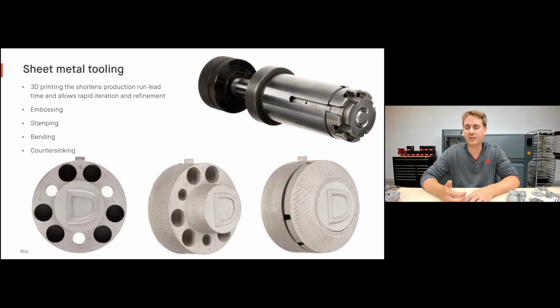So printing this tooling is something that we're seeing a lot of people doing, especially in a material like 4140 that has that high hardness value. We're able to incorporate embossing and texturing, things that are very common for feet on sheet metal parts, on cabinets and things like that, as well as logos and embossing, like the D that you're seeing on the screen here.